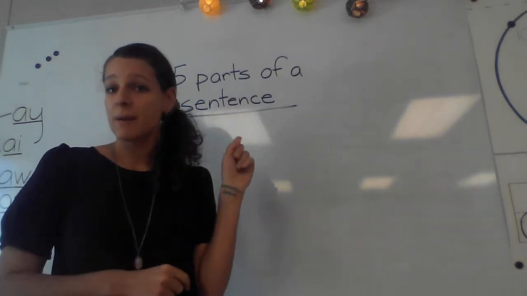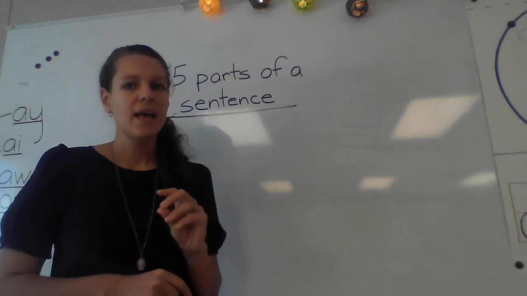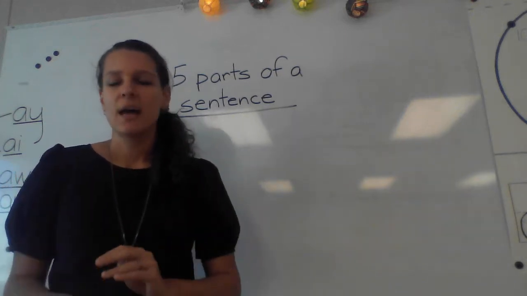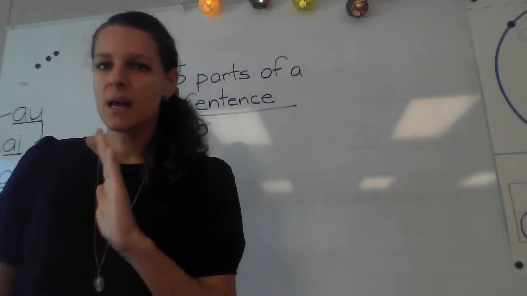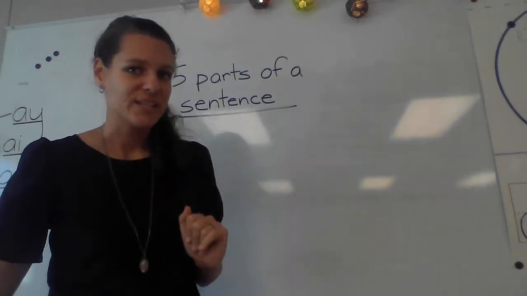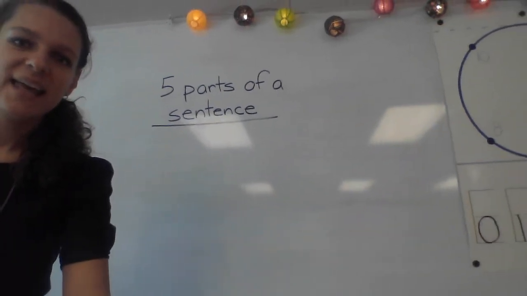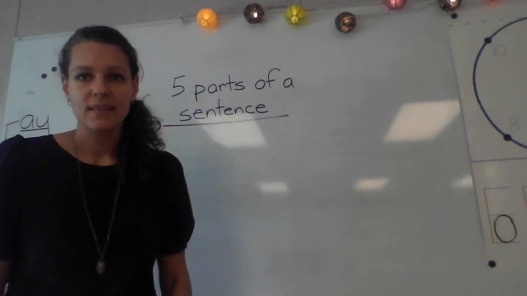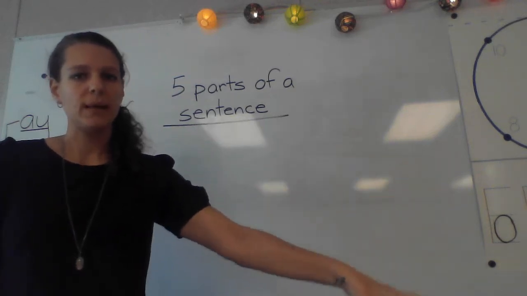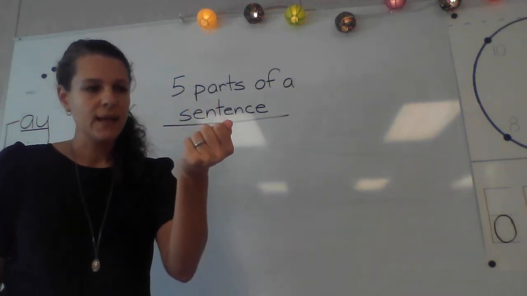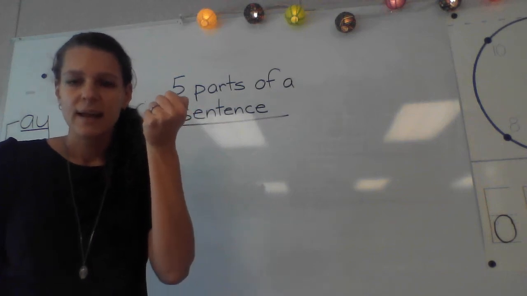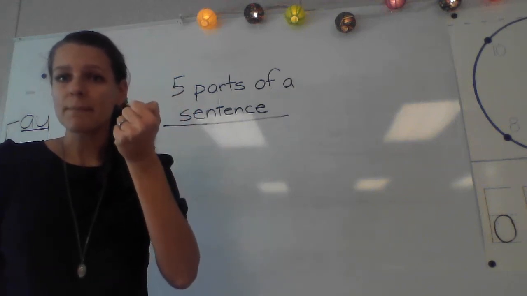All right, so we're going to keep reviewing this and practicing it until we have it mastered and we can write a perfect sentence correctly and beautifully every time. All right, so the first thing that our sentence needs, remember we get our group of words, and the first thing it needs is it has to be about something.